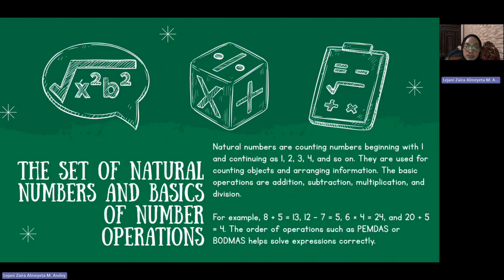For example, 8 plus 5 equals 13, 12 minus 7 equals 5, 6 times 4 equals 24, and 20 divided by 5 equals 4. These operations help us solve problems in everyday situations like shopping and budgeting.